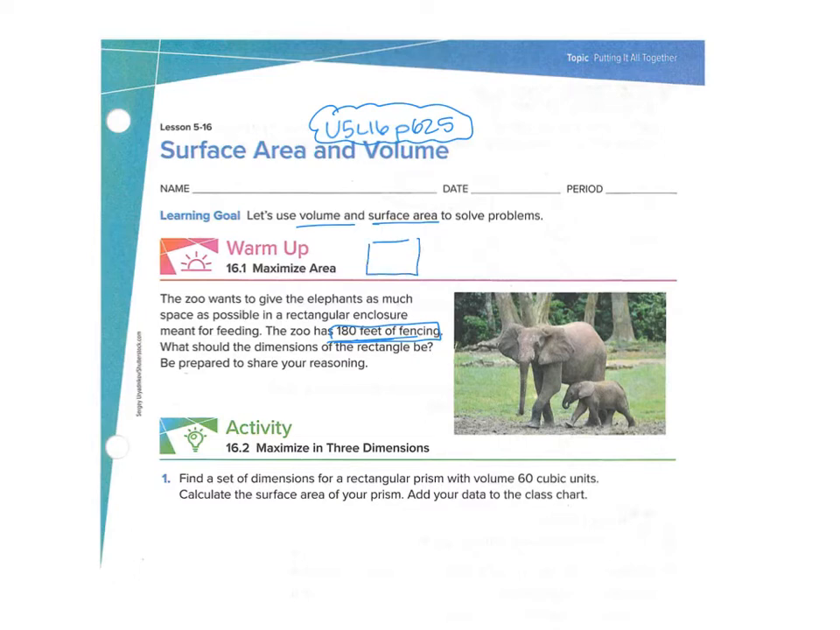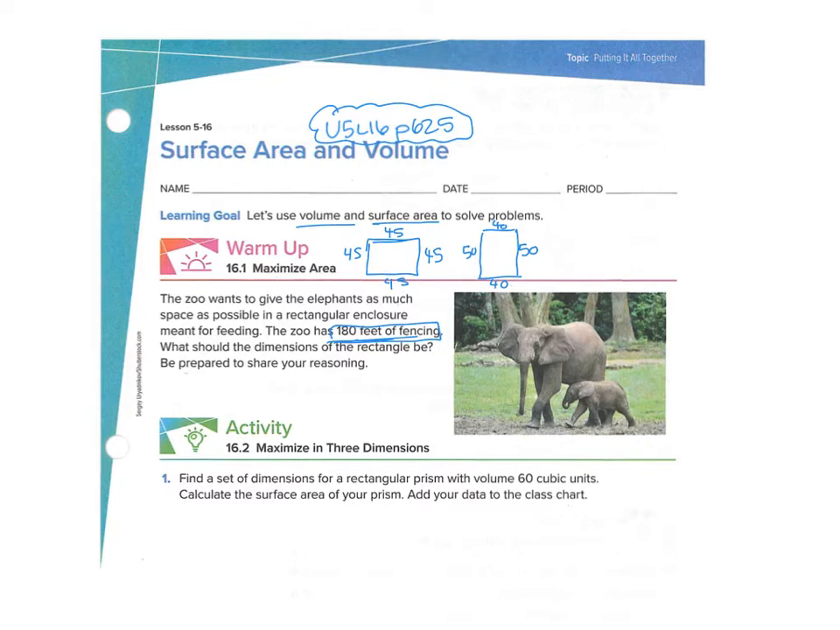So for example, 180 divided by four sides would be 45. So I could have a 45 by 45 enclosure for the elephants to walk around in. Or if I make one of my sides, let's say 50, the other side is 50, and that's 100. So 180 minus that 100 would be 80. So there'd be 40 and 40 left for the other two sides. 50 plus 40 plus 50 plus 40 is 180.